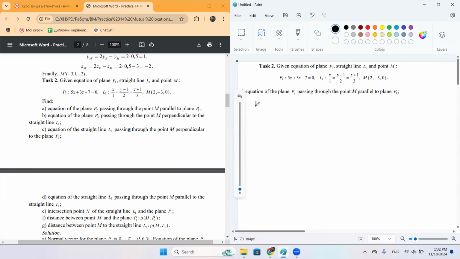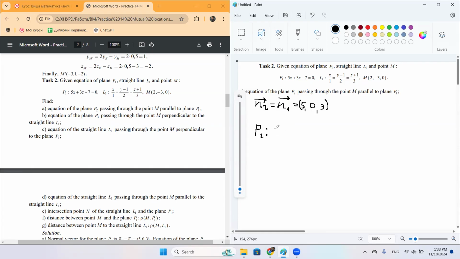So we have a normal vector. So normal vector for P1 and P2 is the same. So it has coordinates 5, 0, 3. So yeah, because planes are parallel, so normal vectors are the same. And we have the point. So for P2, the equation is the following.